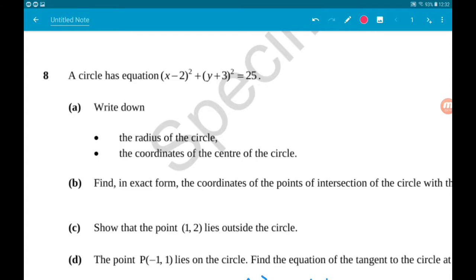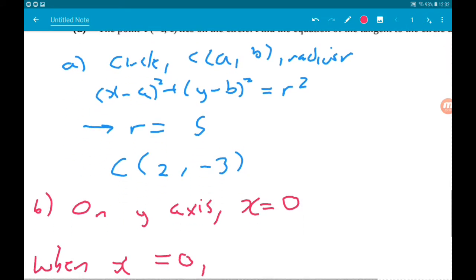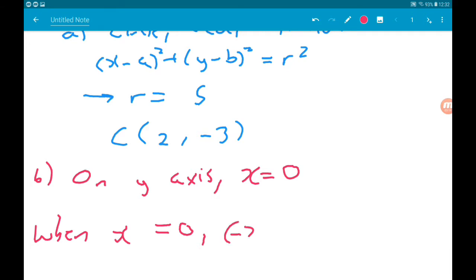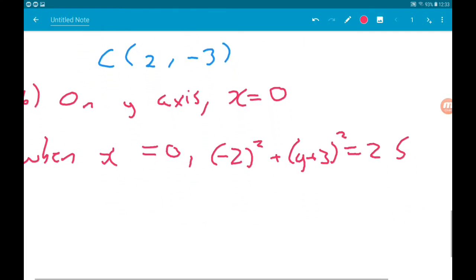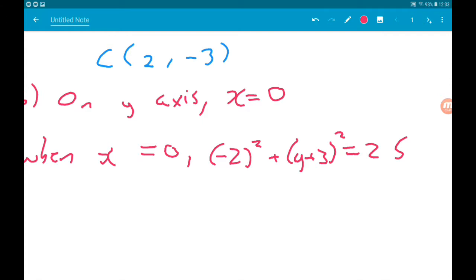minus 2 squared add y add 3 squared is equal to 25. Now, minus 2 squared is 4. So if we take 4 away, we get left with y add 3 squared is equal to 21.